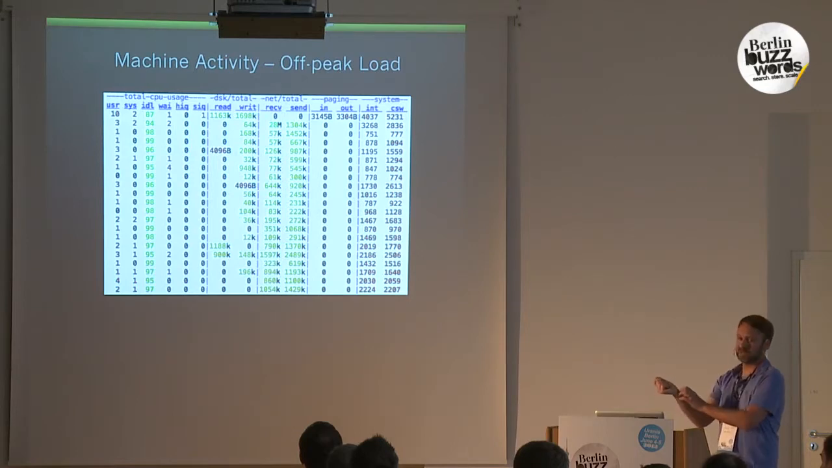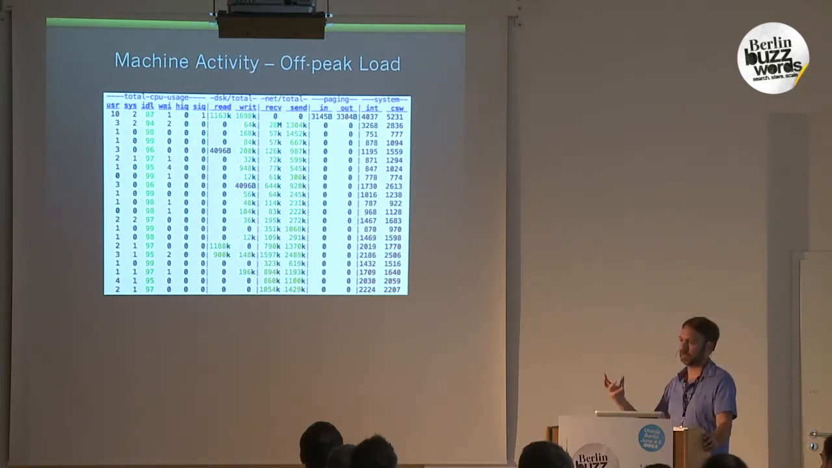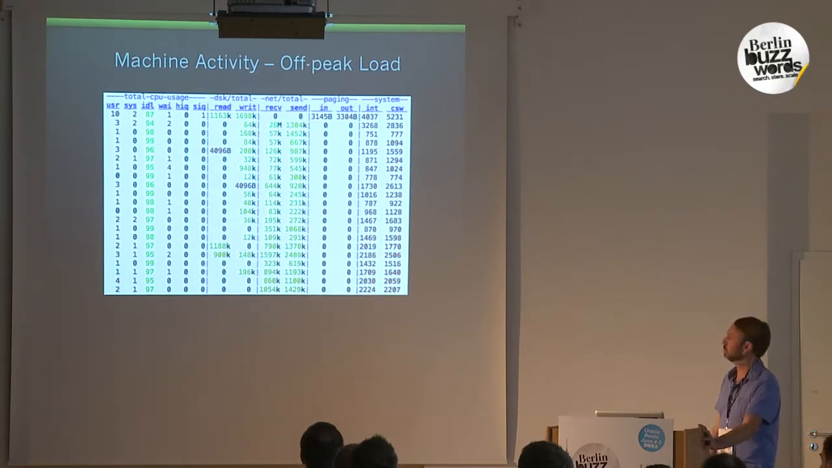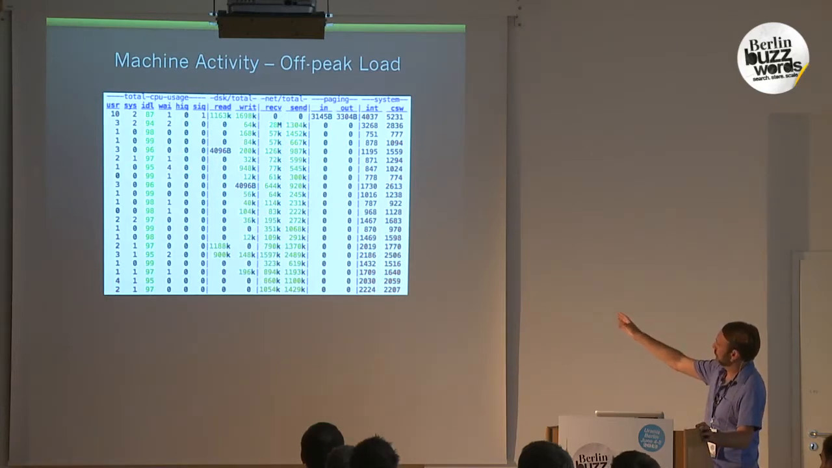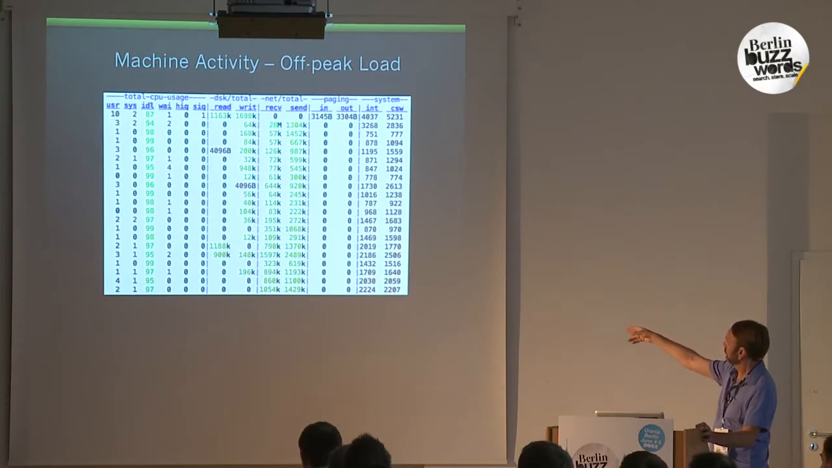And then here's the output of a tool called DSTAT. I'm not sure if you're familiar with it, but it's a very useful tool. It aggregates IOSTAT and VMSTAT and TOP, just all the important system statistics. So this is a DSTAT output of the system during off-peak load. And it's divided into five sections. You have CPU statistics, disk read-write, network read-write, paging statistics, and then the system column here on the right shows interrupts per second and context switches per second. And as you can see, during off-peak load, it's pretty idle.